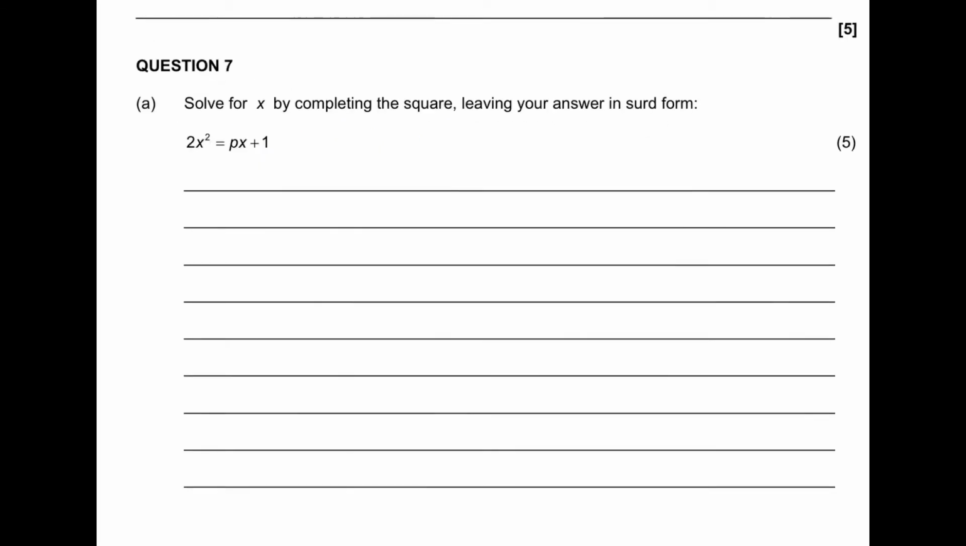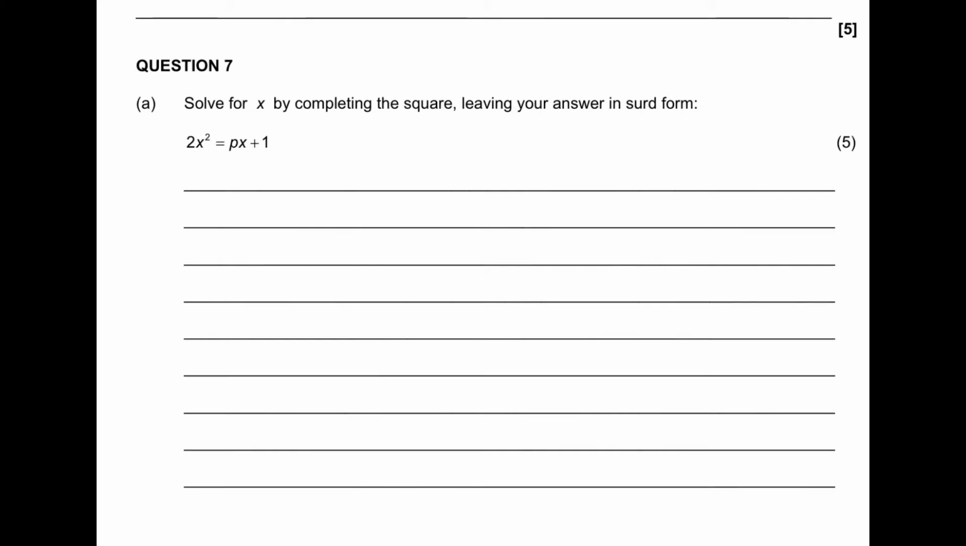Question 7a, solve for x by completing the square, leaving your answer in surd form. Right, so with completing the square, I'm aware that some teachers teach the method slightly differently. So the method that I teach now, if your teacher doesn't teach it like that, then please don't let me confuse you. But if it does confuse you, then just go back to your method.